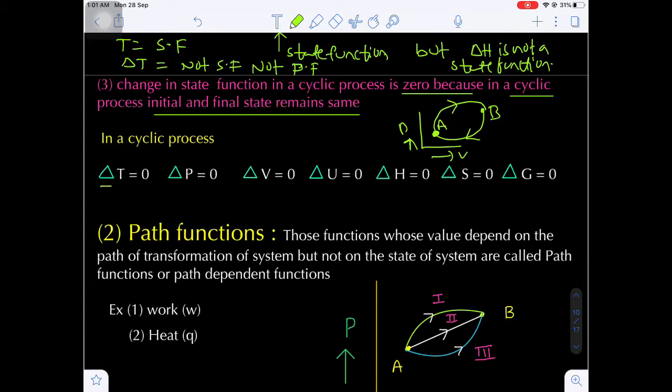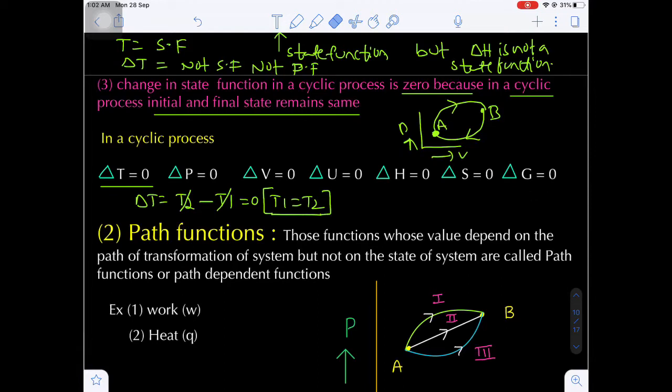Let's suppose in a cyclic process, delta T is 0. Why? Suppose T2 minus T1 is the change in temperature. Now the final state and initial state are both the same, which means T1 will be equal to T2. That means T1 and T2 get cancelled, so delta T becomes 0. Similarly, we can write delta P = 0, delta V = 0, delta U, delta H, delta S and delta G are all 0.